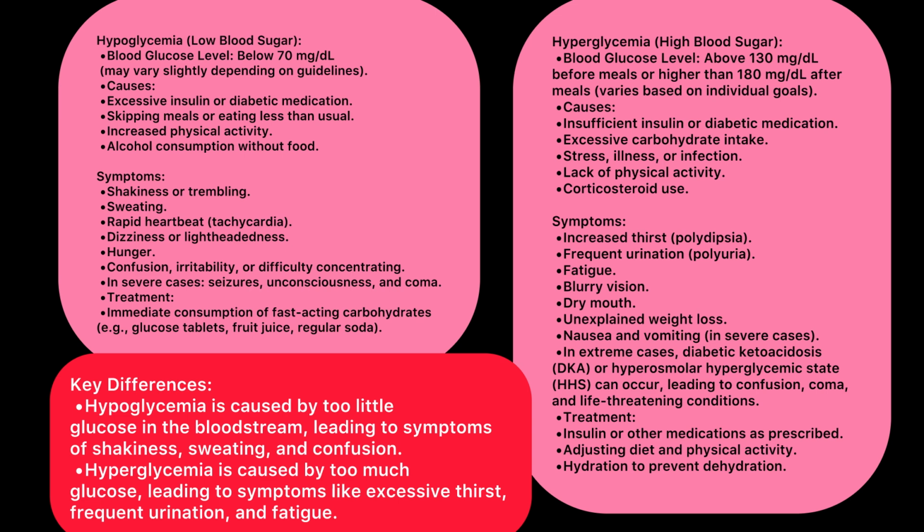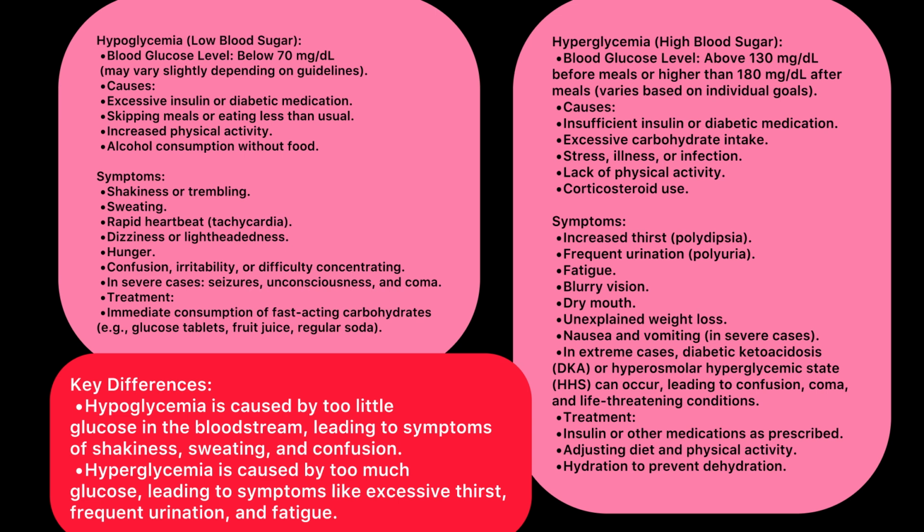Hypoglycemia is caused by excessive insulin or excessive diabetic medications, skipping meals or eating less than usual, increased physical activity, and alcohol consumption without food. And hyperglycemia is caused by insufficient insulin or insufficient diabetic medications, excessive carbohydrate intake, stress, illness and infection, lack of physical activity, and use of corticosteroids.